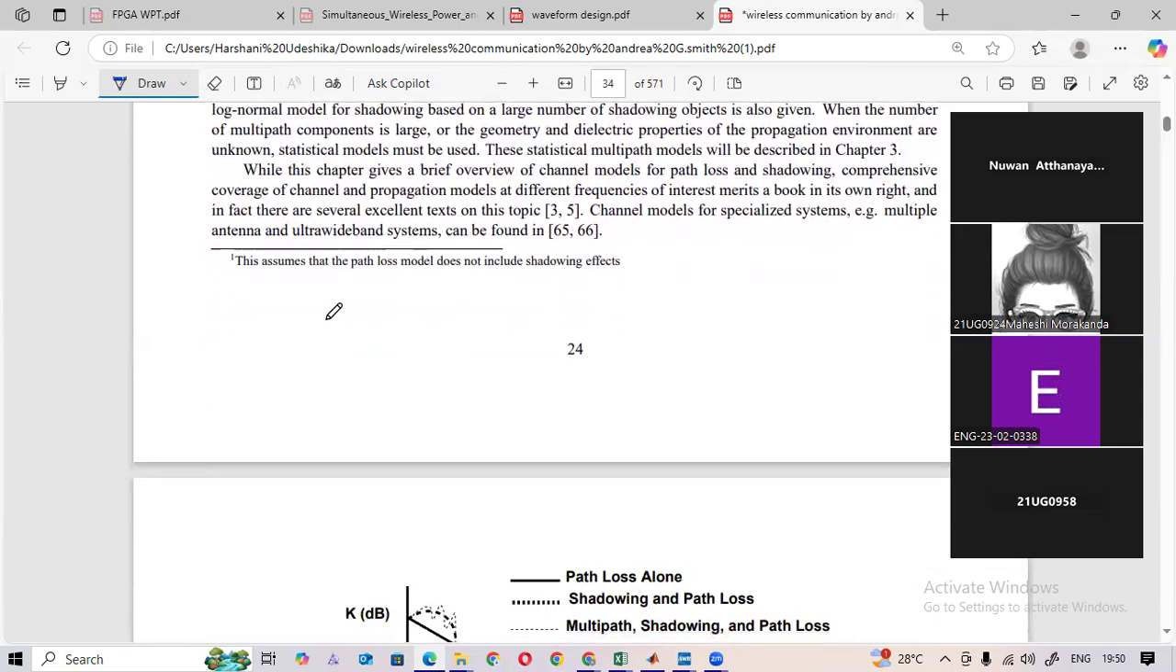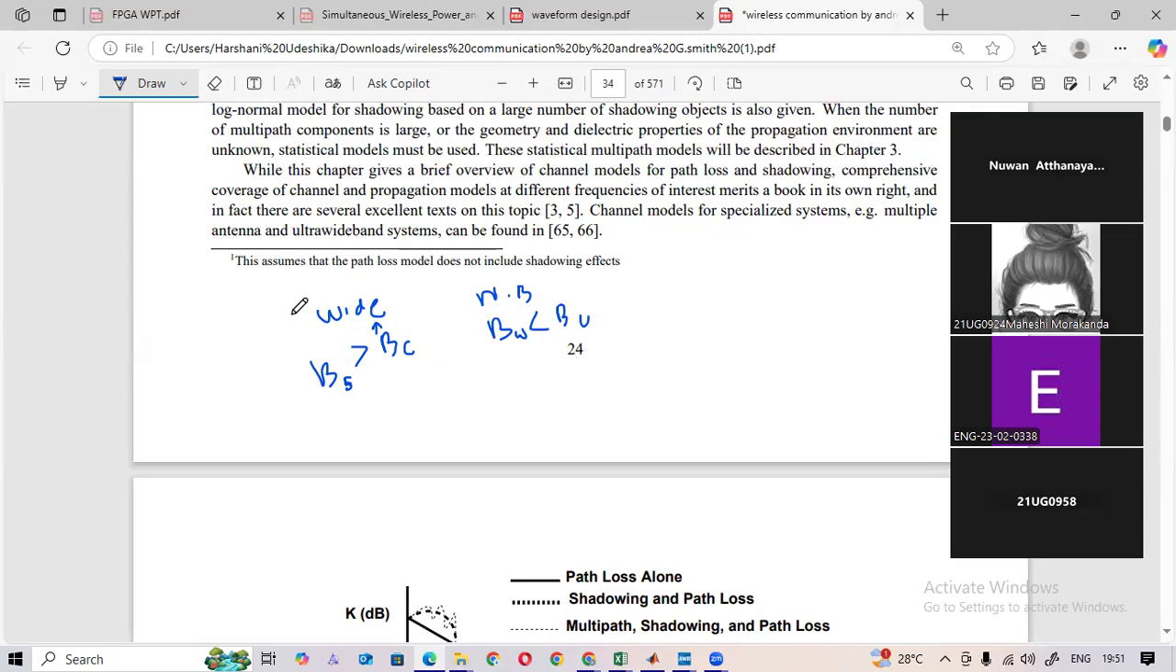You should also know wide band and narrow band. If the bandwidth of the system is greater than the coherence bandwidth, we call it a wide band system. If the bandwidth is less than the coherence bandwidth, it is a narrow band system. Just learn what coherence bandwidth and coherence time are. I think we have already done those things.